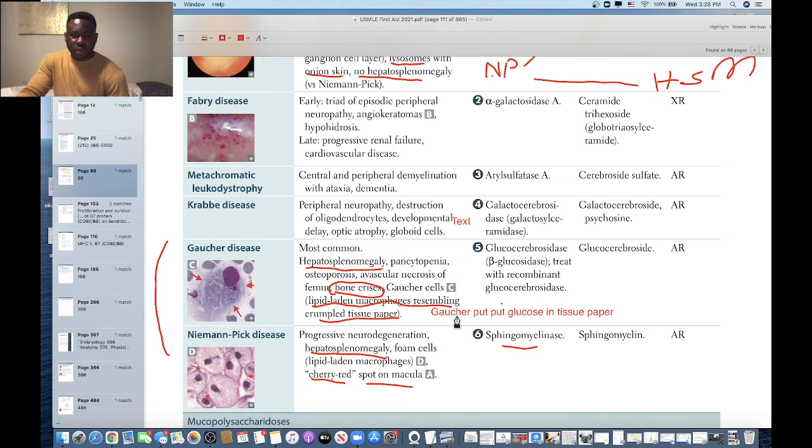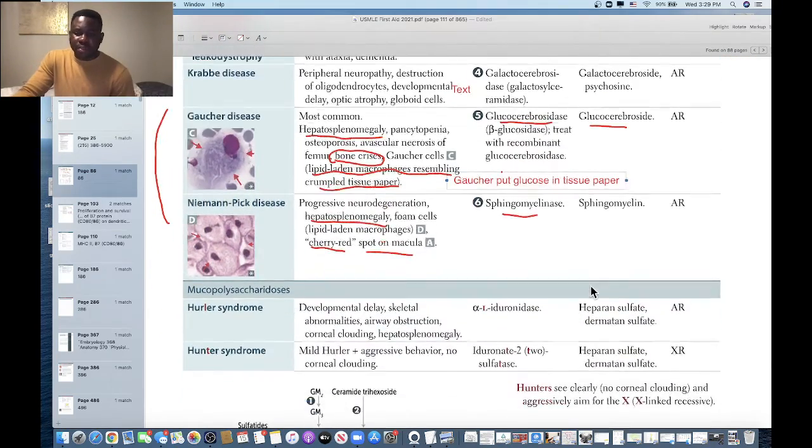Why do I use this mnemonic? Gaucher puts glucose in a tissue paper. Because the accumulation is glucocerebroside, and they also have glucocerebrosidase as the deficient enzyme. That's why I say Gaucher puts glucose in a tissue paper. So as soon as I see the glucose, I know that it's glucocerebrosidase or glucocerebroside that is deficient.